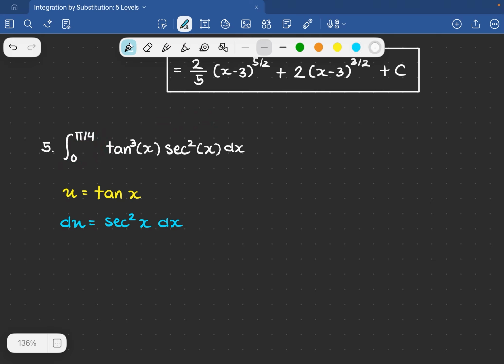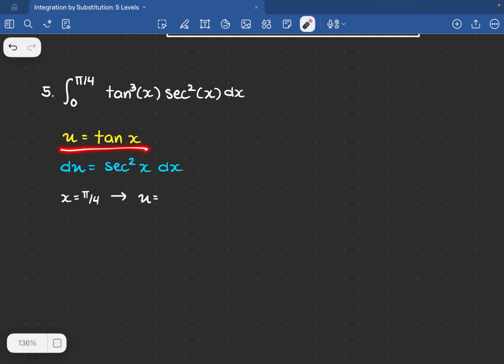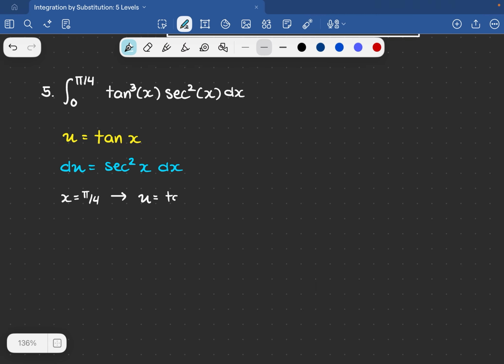So by that, we will have here x equal to pi over 4. If that would go to u, then we will use this relationship. So we will have here tangent of pi over 4. And then just recall from your basic knowledge that this is just equal to 1. Okay, tangent pi over 4, or in degrees that is tangent 45 degrees.